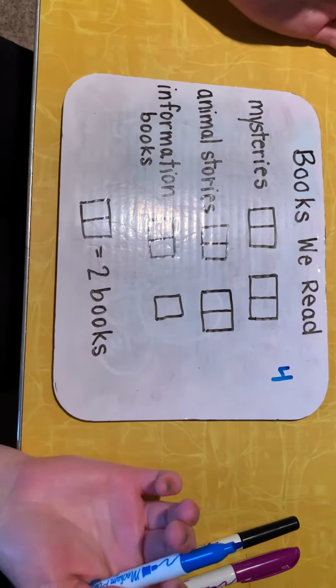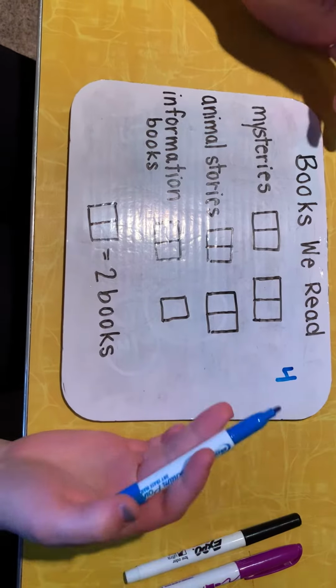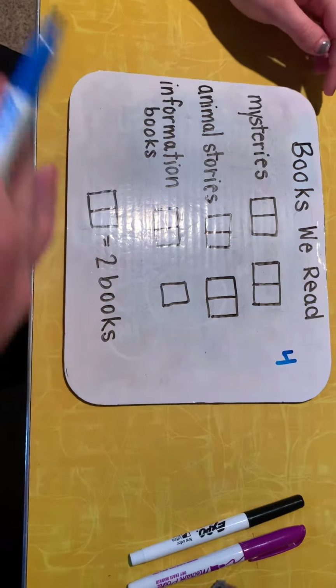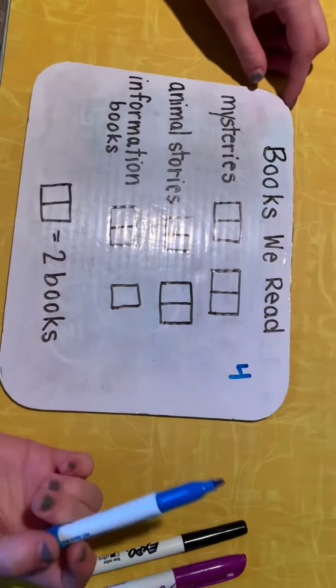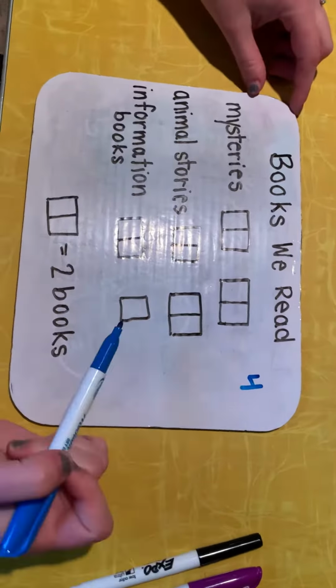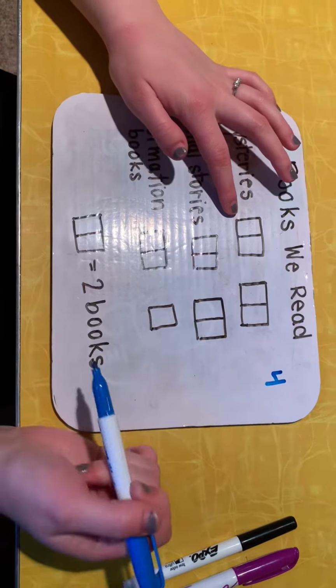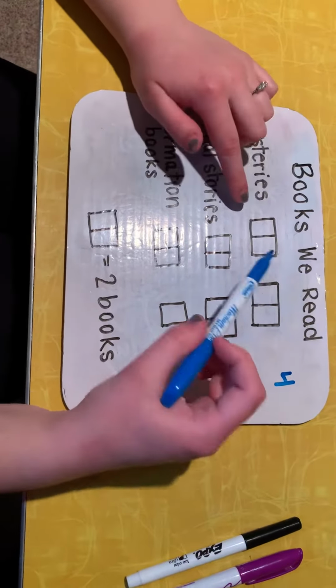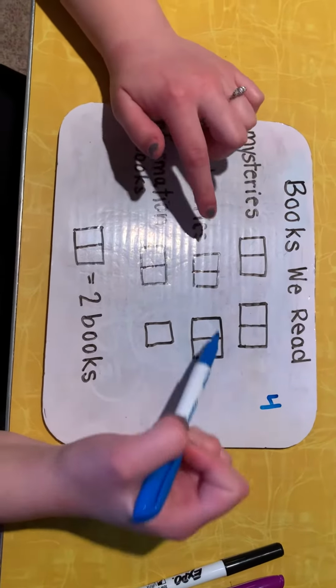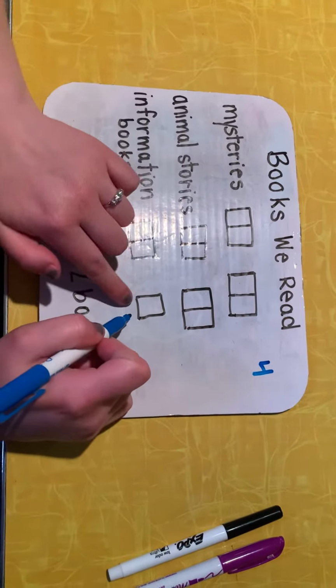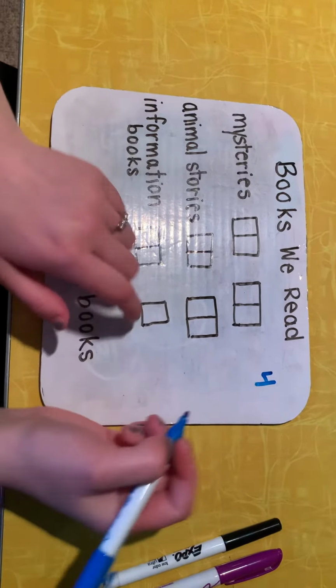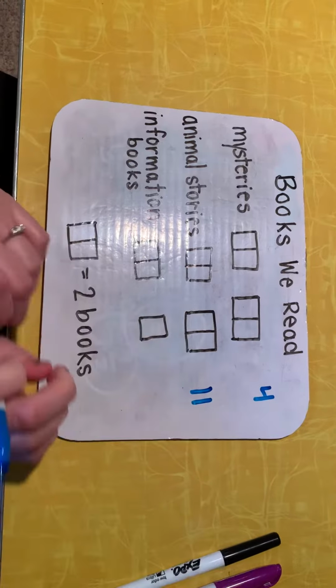Another question it might ask would be how many books were read in all. So if I see that in all or how many books were read total, that means they want to know the total amount of books that the whole entire class read. So again, we know that each picture represents 2 books. So we can look and say 2, 4, 6, 8, 10, and this one would be just 1 book. So we know that they read a total of 11 books, okay?